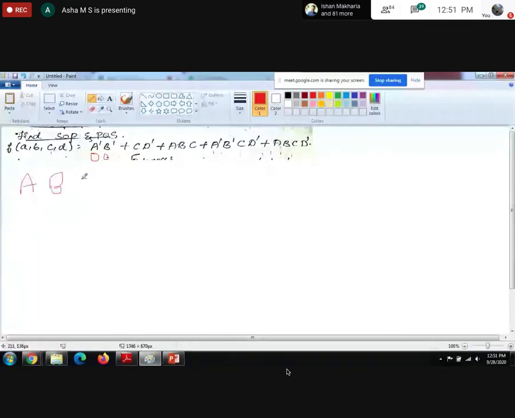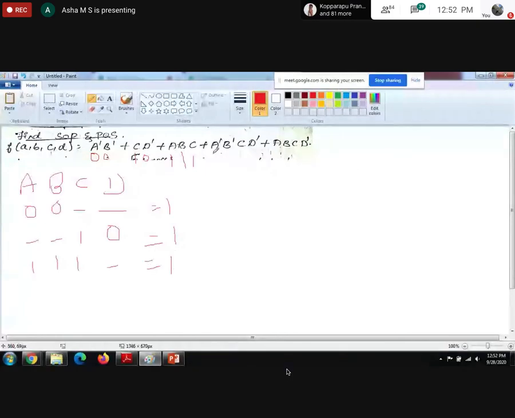If the truth table is like this, wherever A is 0 and B is 0, irrespective of the value of CD, place 1. Next term, C is 1, D equal to 0. Irrespective of the value of A, B, write the 1. A, B, C: A equal to 1, B equal to 1, C. Irrespective of D, write the output as 1.